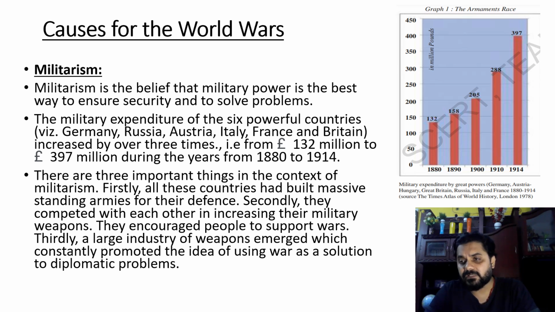When we talk about militarism, there are three important things about it. Number one, all these countries had built massive standing armies. That means they were all well trained, well prepared, and ready to attack a country at any point of time. Number two, these countries were increasing their military weapons. Why were they increasing the military weapons? They were increasing the military weapons so that they could create fear and tension in the minds of other countries.